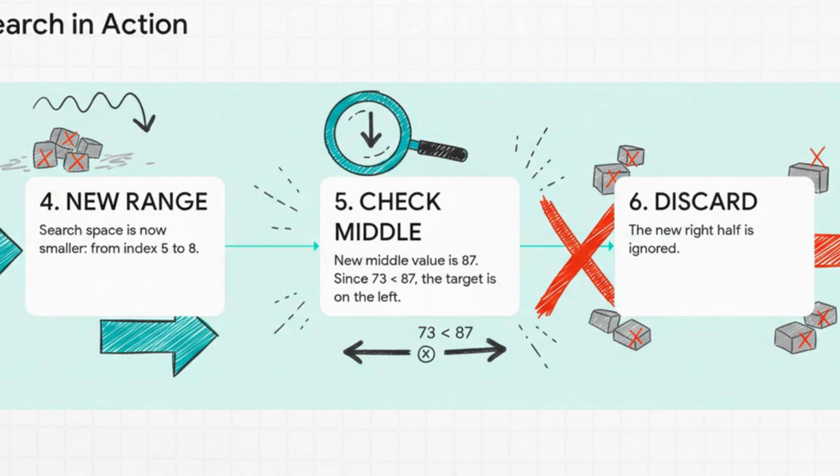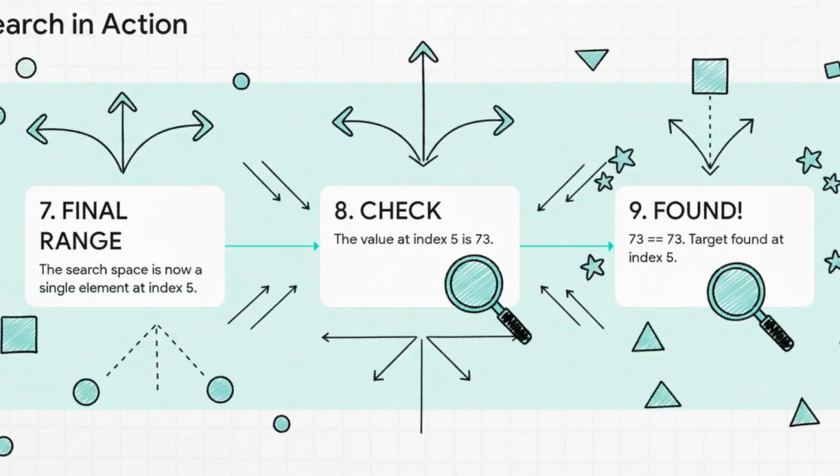Look at that. In just 2 guesses, we've gone from 9 numbers down to just 1 possible spot. Our final range is now tiny. It's just index 5. So the middle of that range is just index 5 itself. We check the value and it's 73. And our target is 73. We've got a match. We found it. Think about that. We started with 9 numbers and it only took us 3 checks to find the one we wanted. That is the power of divide and conquer right there.